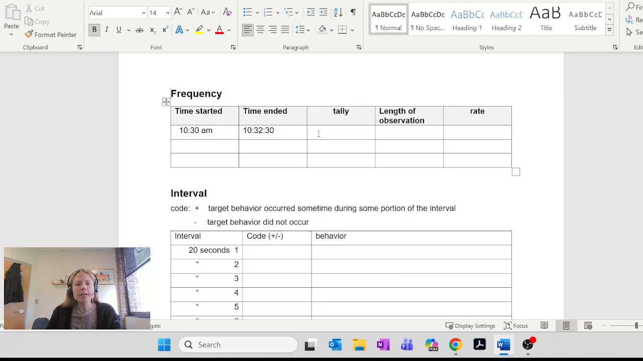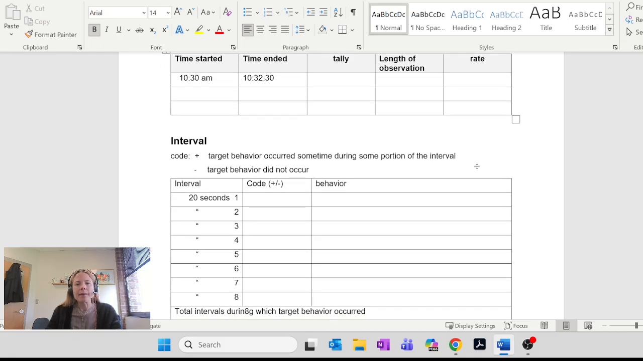But what we want to do is tally every time she makes a comment, whether to herself or to her friends, and off task, you're going to put a tally mark. And then what's the length? And what you're going to do with frequency is divide the number of tallies by how long you observed her. And that's going to give you how often this behavior is occurring. It's what we call frequency rate.